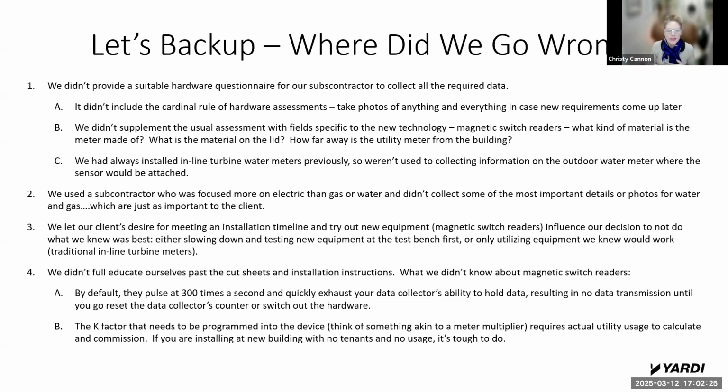And then the other thing is that you also have to program magnetic switch readers so that it knows each pulse, what is that? Is that 1 gallon? Is that 10 gallons? Is that 100 gallons? You have to tell it. It's kind of like a meter multiplier for submeters, except they call it a K factor. But that's got to be programmed in. And when you're at an unoccupied site where you can't run water because the water's not turned on, you can't really calibrate it. So then there was a period of time where we had to wait for some tenants to move in, get the water turned on so we could go back out multiple visits with multiple people, because it takes 2 people to lift that lid before we could finally get that commissioned.